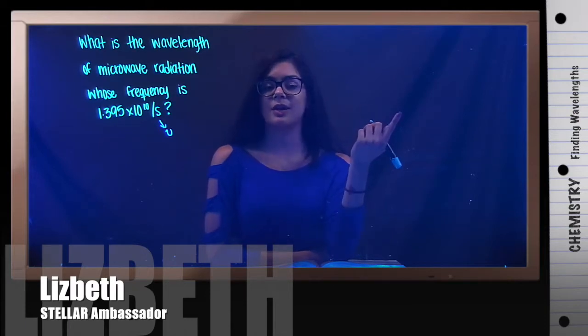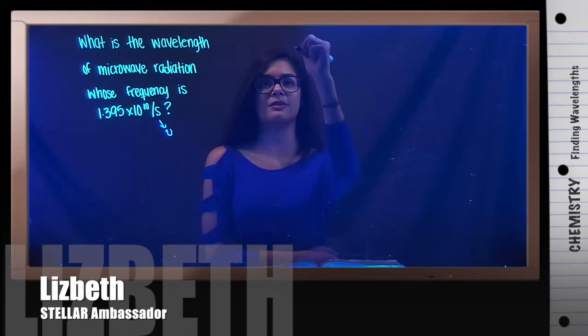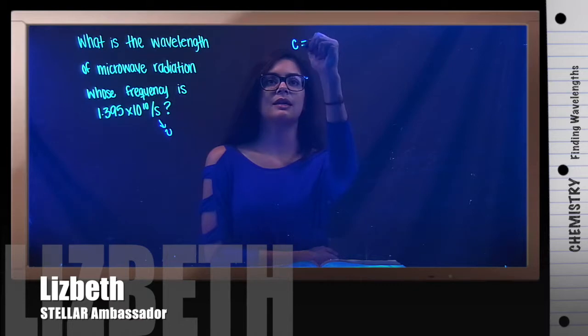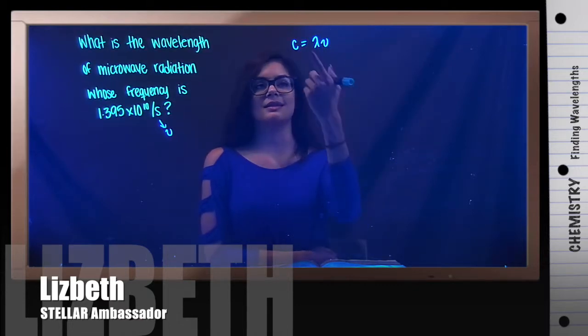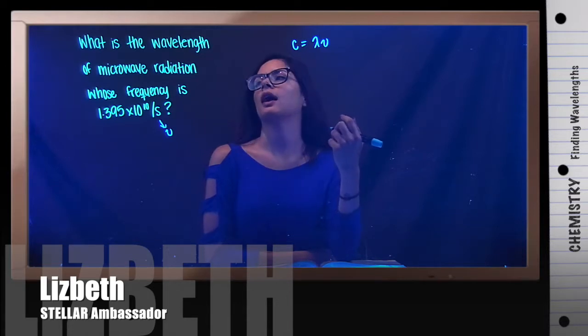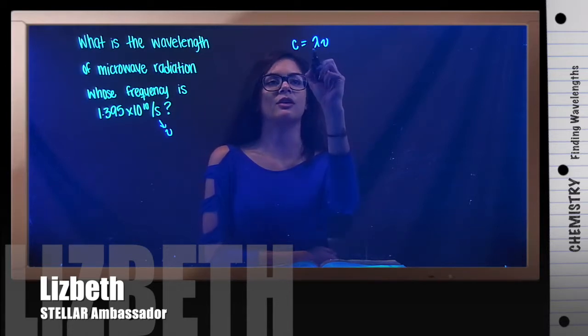So the equation to keep in mind is that the speed of light, which is the constant c, is equal to wavelength times frequency. So this is lambda times mu. Here we're trying to solve for this guy.